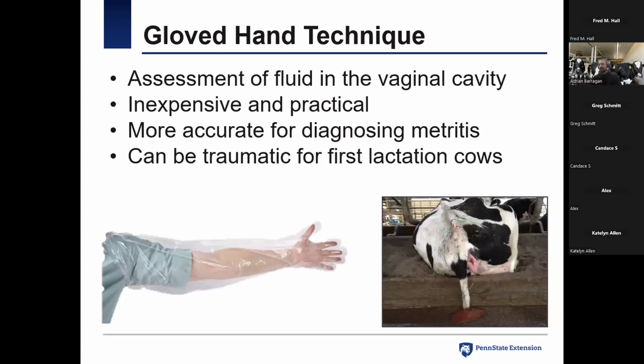The glove hand technique is basically you go through the vaginal cavity and you scoop out that abnormal fluid. It's more accurate, but can be traumatic. You have to restrain the animal, so you have that handling stress as well. You also have a risk of introducing abnormal bacteria if you don't have hygienic practices.